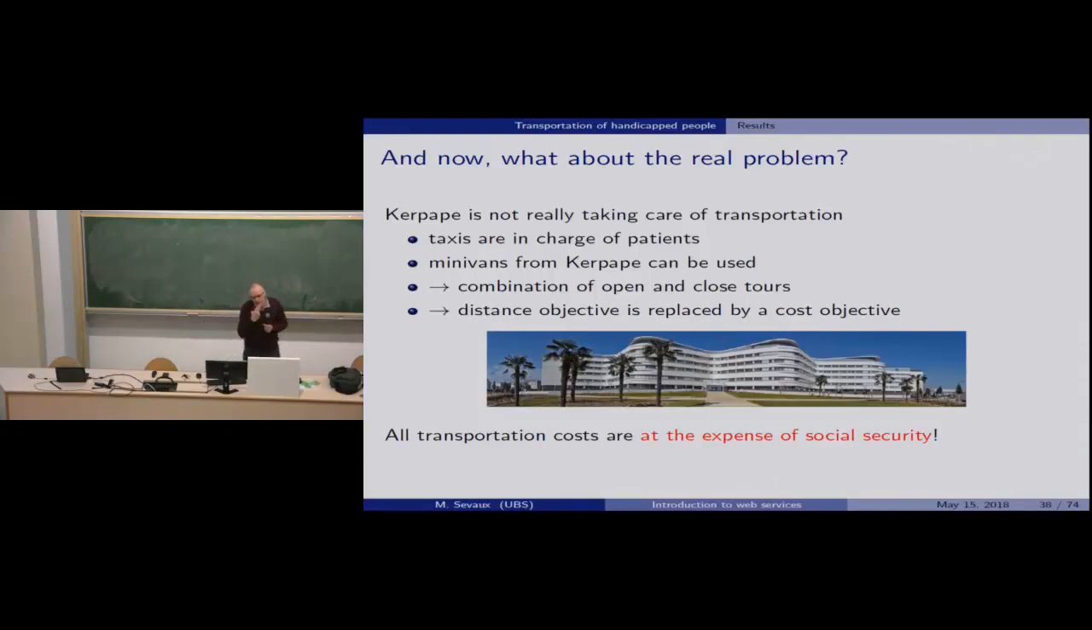And the reason is that there is a lobby behind us, and the transportation of patients is done by the taxi drivers. And of course, the taxi drivers are paid by Social Security, and this is a large part of their income, especially in a small city like Lorient, where the area is 60,000 inhabitants, so this is not a big city.